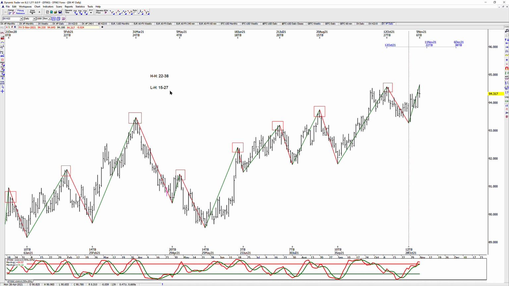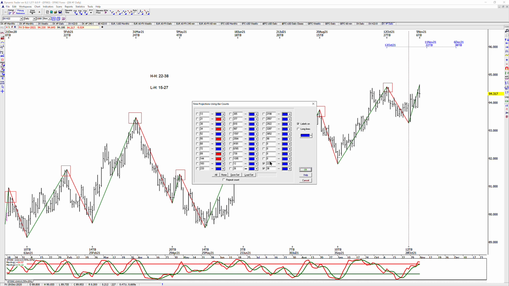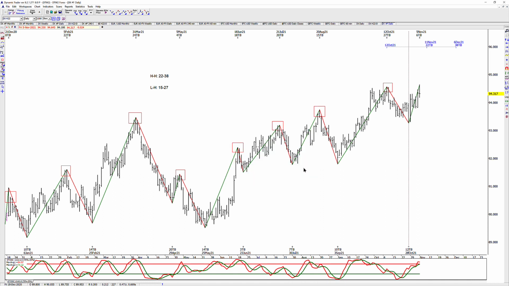So the low to high counts from the last low, which was October 28th in this case, was 15 to 27 days. So we want to count forward 15 to 27 trading days. This is just a counting function that we have in DT program. Oh, I got them kind of overlapping there. Let me spread them out just a little bit more. There we go. So what's the overlap?